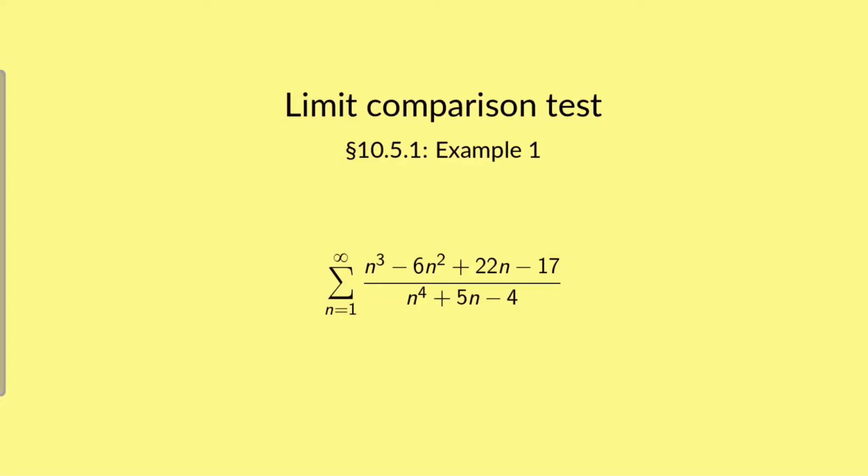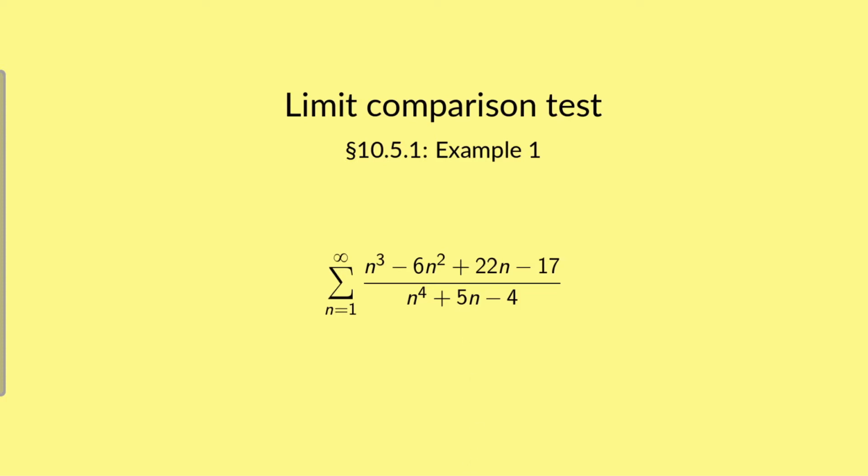So let's start with this example that looks horrible. It looks like (n^3 - 6n^2 + 22n - 17) over (n^4 + 5n - 4), and we're taking the series of this from n equals 1 to infinity. Okay, that one looks absolutely horrific.